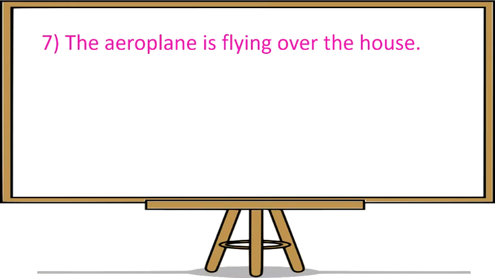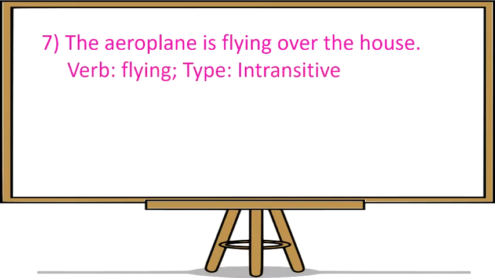Next we have, the aeroplane is flying over the house. The subject we have is the aeroplane. The verb is flying. Now where is the aeroplane flying? Over the house. So does this give you the answer of what or whom? No. So the verb flying is intransitive. Okay, you have to simply ask the answer of what or whom. If you get it, it becomes transitive. If you don't get it, it becomes intransitive.